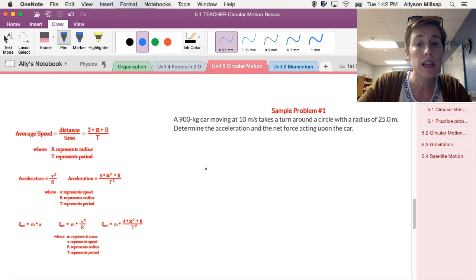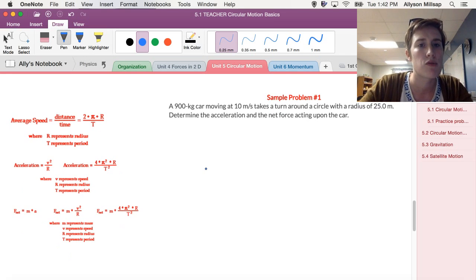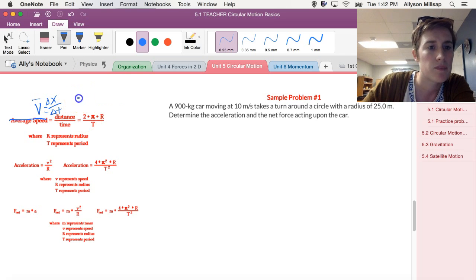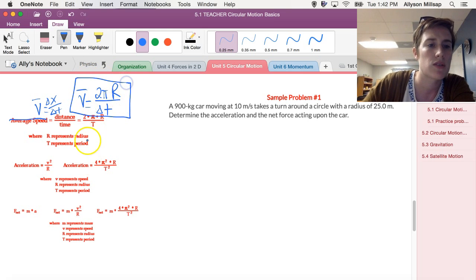Now we're going to do some really basic practice problems using some formulas in circular motion. The first formula you need to know is velocity. It says average speed, but it's really average velocity. Average velocity we know is the change in distance over the change in time. But for centripetal force, we're going to use radius instead of distance. So the average velocity for us is going to be 2 times pi times radius over the change in time. This is the formula that we're going to be using for velocity.